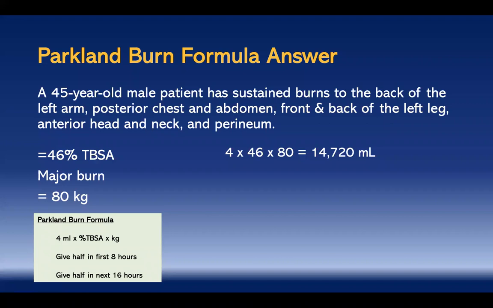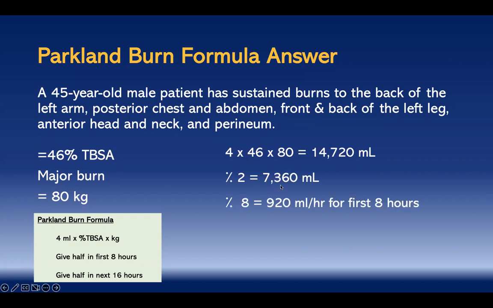And we're going to give half of that in the first 8 hours. So what's half of that? Well, it's 7,360. Well, we need to figure out how do we give that over 8 hours. And so we're going to divide that by 8 so that we can decide what to set our pump at. So we're going to divide that number by 8, which is 920 mLs per hour for the first 8 hours.